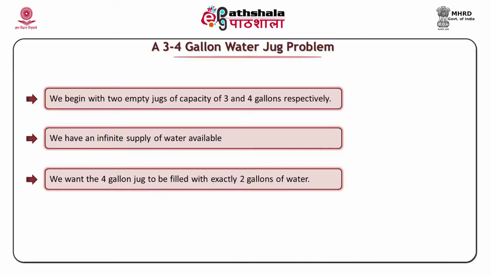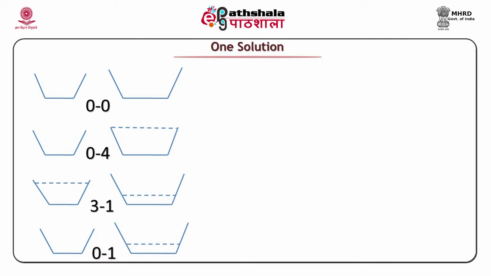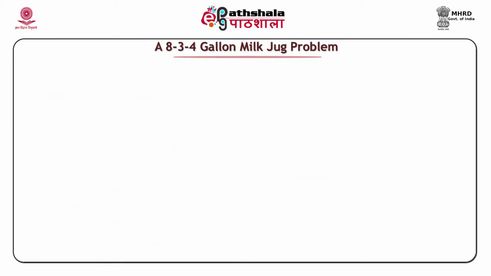Fine. One way to do it is this. We begin with 0 0 and you can see the sequence on the slide. Eventually what I get is 3 2. So the 4-gallon water jug will have 2 gallons of water at the end. That is great, I can solve it, but can a computer program do it? That is precisely what we are trying to do now. How can a computer program do it? One way to do that is to use a state space representation, and that is exactly what we are going to do next. We skip that for a while.